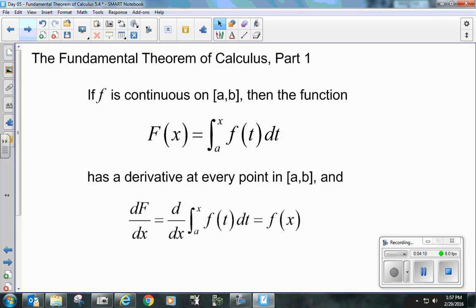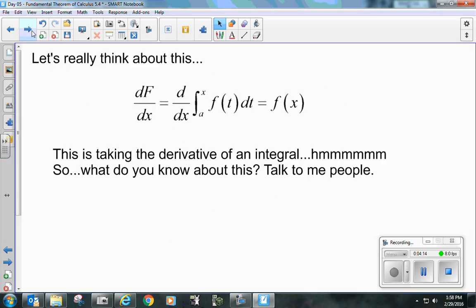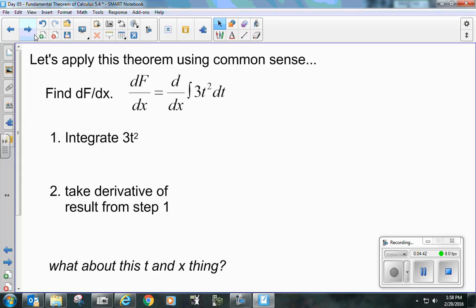Because you can't just cancel this out, let's see the derivative of the equation. So let's really think about this, and I'll walk you through it right now. This is taking the derivative of an integral. So what do you know about this? What are derivatives and integrals of each other? They're opposites. Like addition and subtraction are opposite. Like multiplication and division are opposite. They cancel each other out. Okay? All right.